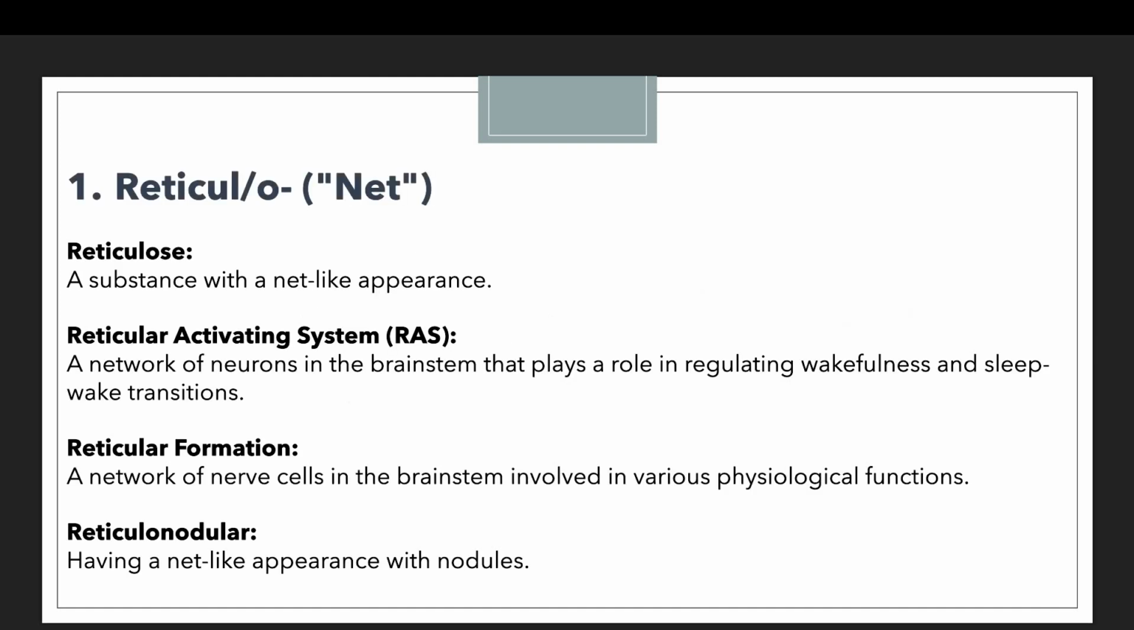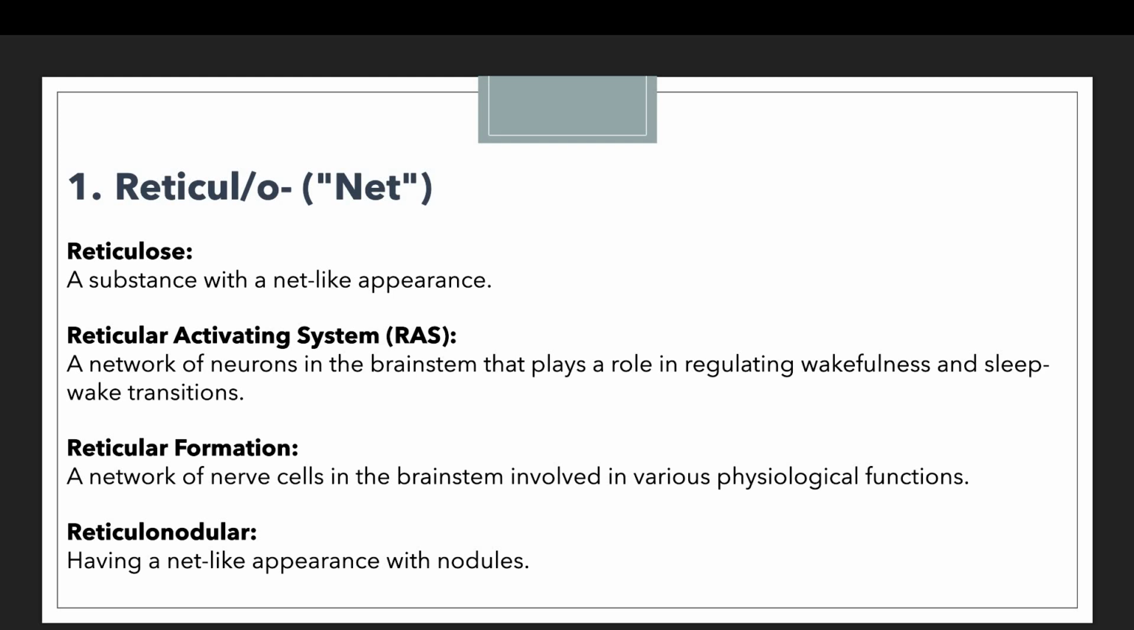The first prefix is reticulo. Now, what is reticulo? Reticulo is used to denote a net or network-like structure. So whenever you want to showcase something as a network or network-like structure, then in that case we will utilize the prefix reticulo. Okay, so let's look at the first example.